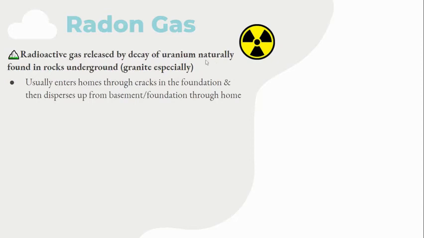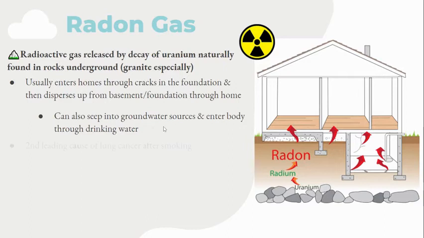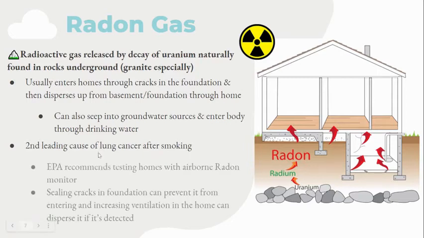So, uranium decays naturally. It's found naturally in higher concentrations in some areas than others, and it decays into radon 222. All right, it can enter the home naturally through cracks in the foundation. Usually in the basements is where you'll find it because it's closest to the source, right? It can seep into groundwater as well and into the body through drinking water, and it's the second leading cause of lung cancer after smoking. If we didn't smoke, it would be the number one leading cause of lung cancer.